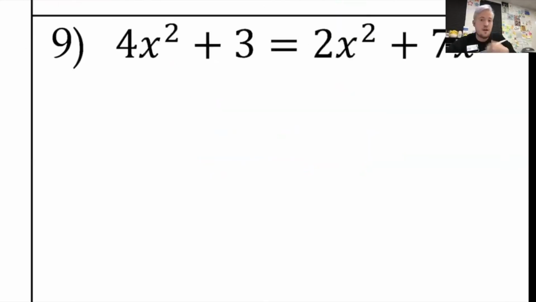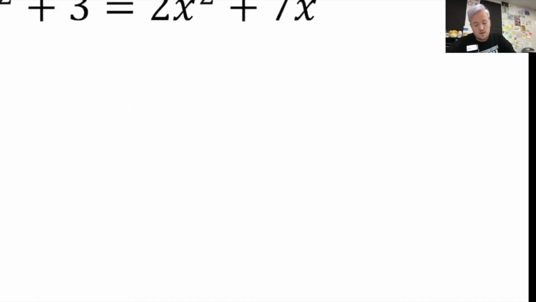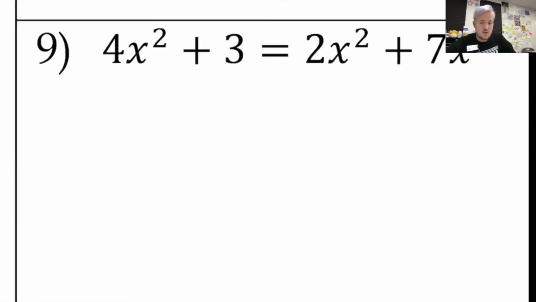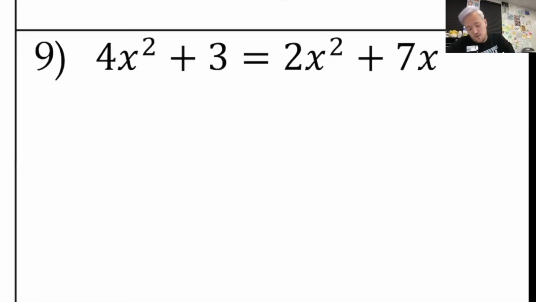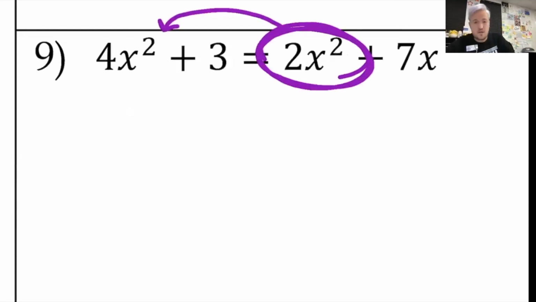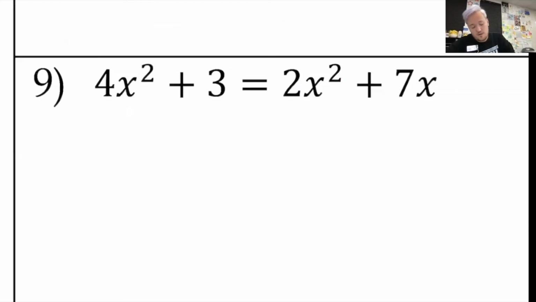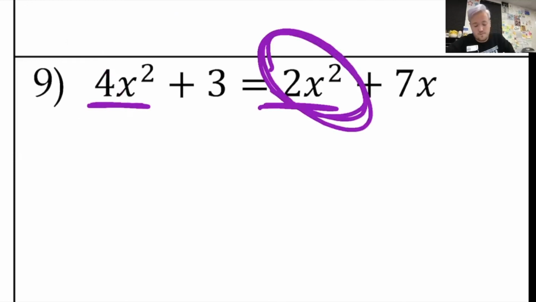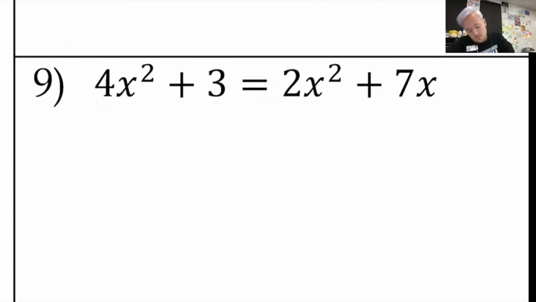So once again, you want to get everything to the same side of the equal sign. So I'm actually going to move over everything from the right side over to the left side. Now, the reason I'm doing that is because my x squared is here and here, you want to move the smaller one. So between 4 and 2, 2 is my smaller one, so that's the one I'm going to move. All right. So to move it, I'm going to subtract it.